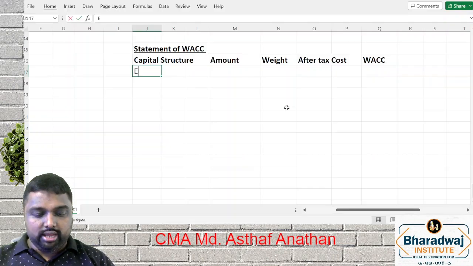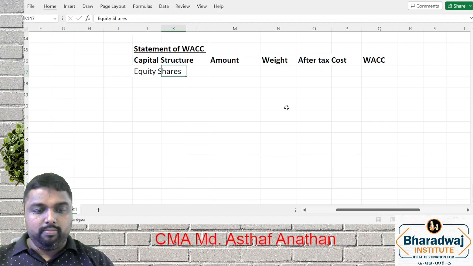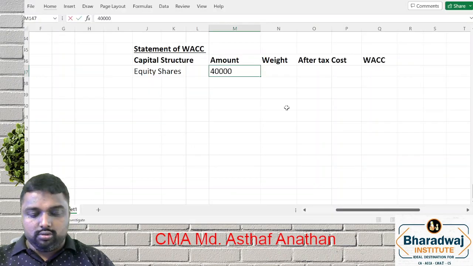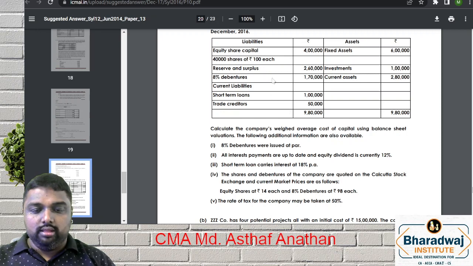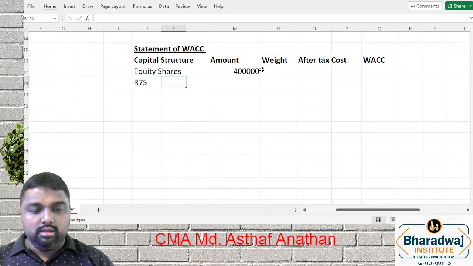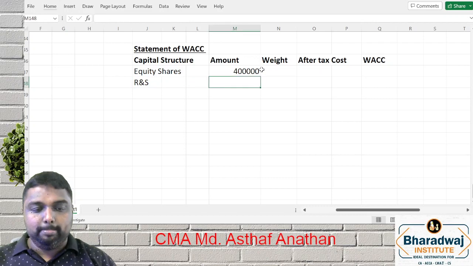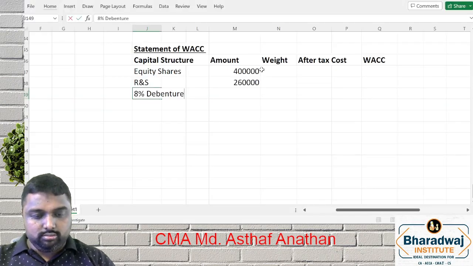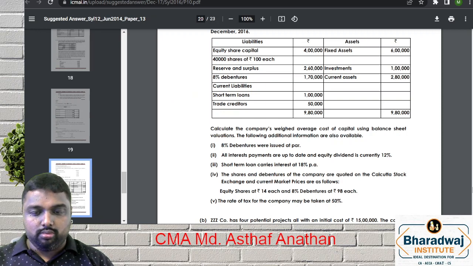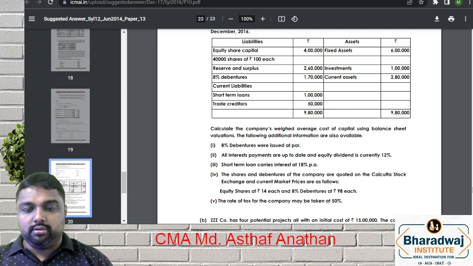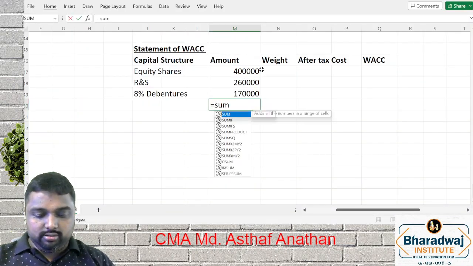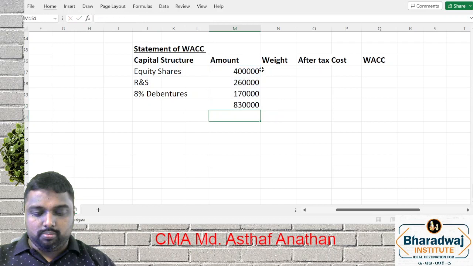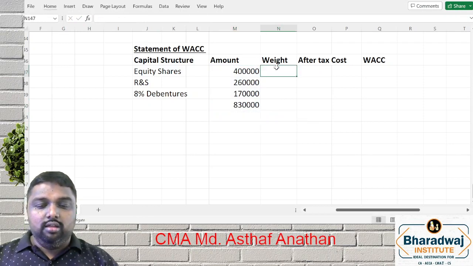Equity share capital. What is the amount? 4 lakh. Then reserves and surplus, 2 lakh 16. 8% debentures, 1 lakh 70. Can you please complete? How to proceed, my dear friends? We have to go for weight.